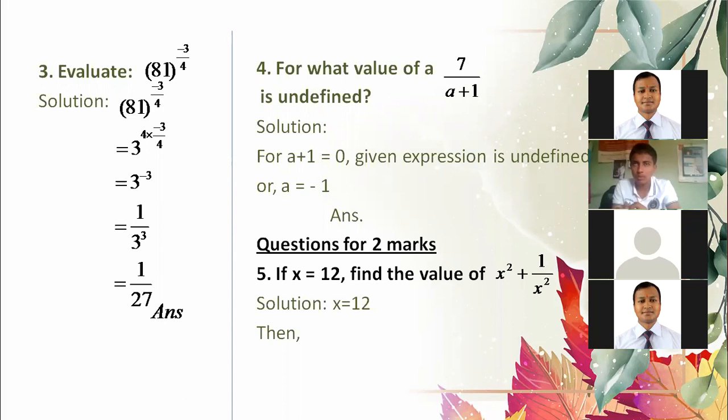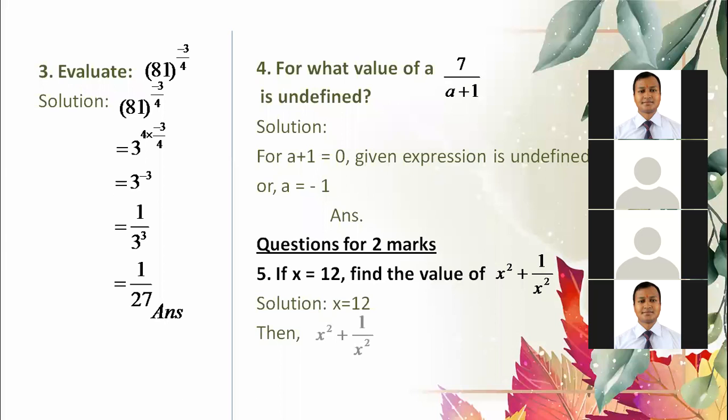(a plus b) whole square minus 2ab is the formula of a square plus b square. A student says the formula of (a plus b) whole square. (a plus b) whole square is equal to a square plus 2ab plus b square. Okay, but a square plus b square means (a plus b) whole square minus 2ab.